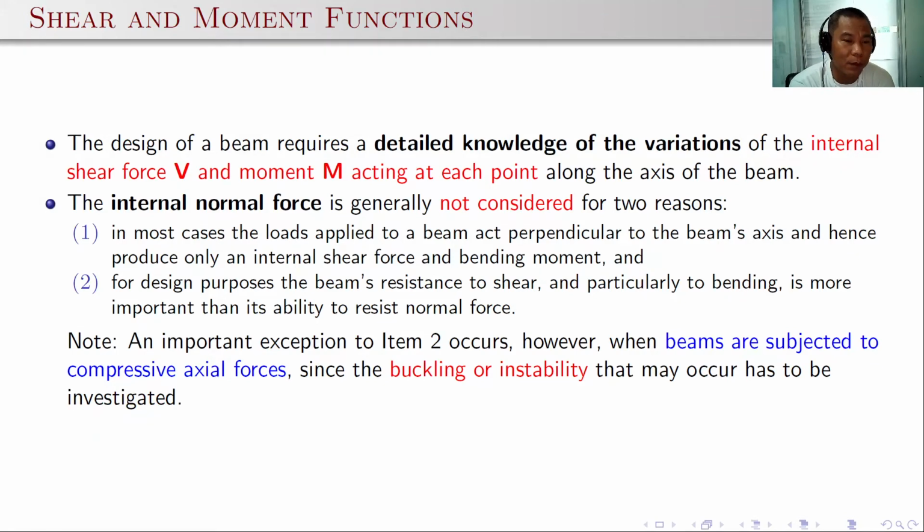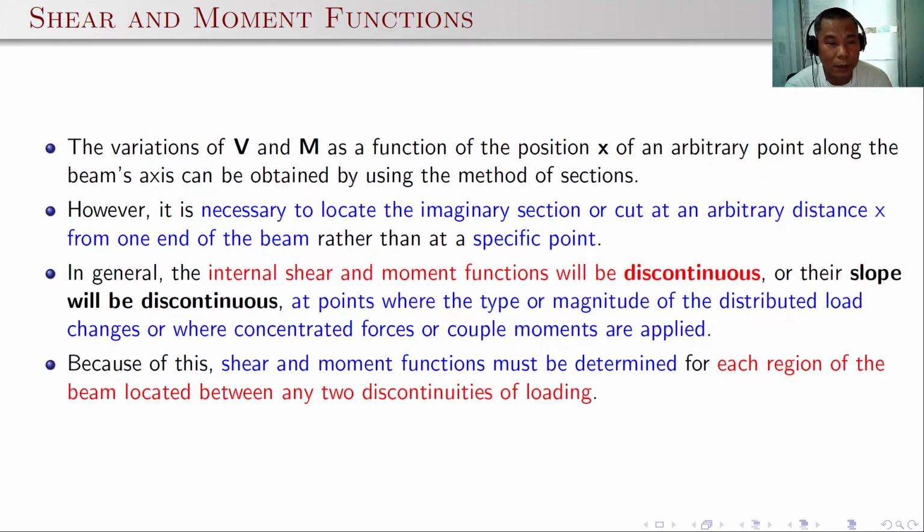The second reason is that for design purposes, the beam's resistance to shear and particularly to bending is more important than its ability to resist normal force. Of course, an important exception to reason number two is when beams are subjected to compressive axial forces, since the buckling or instability that may occur has to be investigated. So you have to make sure there will be no compressive axial force applied to the beam. Otherwise, you can just neglect the axial force or the internal normal force.